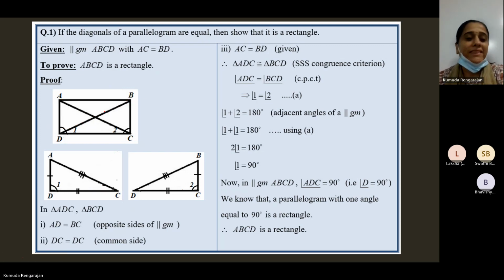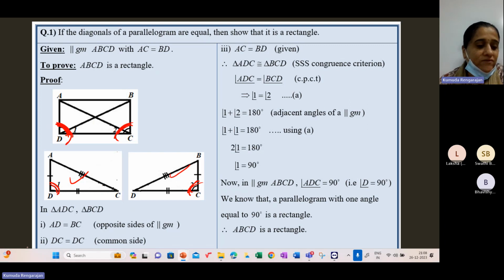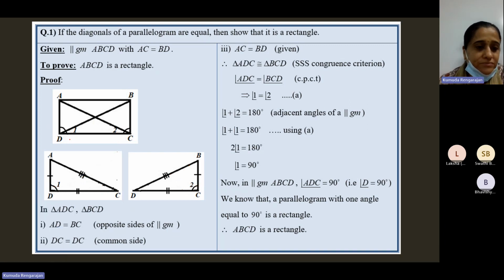Yeah, children. So I was telling you that it's about this angle equal to this angle. This is the angle you see in this triangle, and this angle in this triangle. We proved that these two triangles are congruent. So CPCT, angle 1 is equal to angle 2. But what are angle 1 and 2? Don't get confused. In this figure, don't think this is 1 and this is 2. This full angle is 1. This full angle is 2.